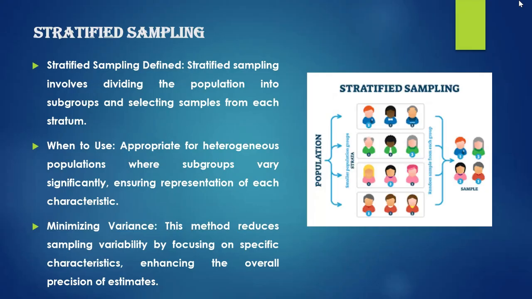When to use stratified sampling? It is appropriate for heterogeneous populations where subgroups vary significantly, ensuring representation of each characteristic. This method reduces sampling variability by focusing on specific characteristics, enhancing the overall precision of estimates.